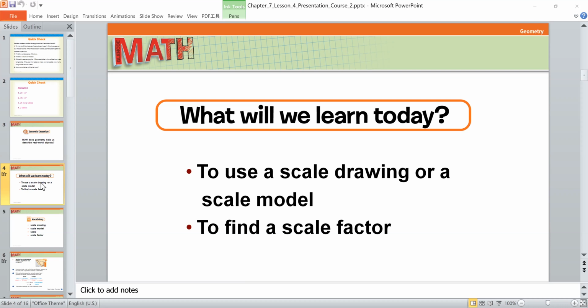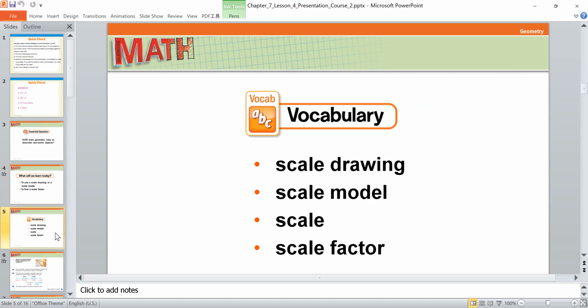Okay, what is the new vocab? Look with me, the new vocab for this lesson. Number one, my friend, is scale drawing. Number two is scale model. So take care with the words scale drawing, scale model. Number three, we have scale. Number four, we have scale factor.